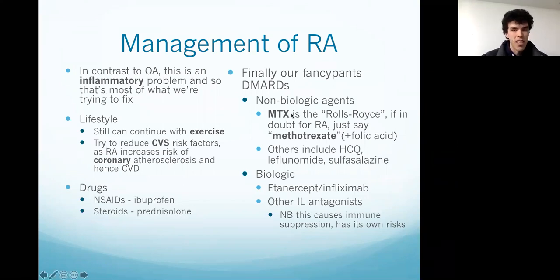So ideally, you want to end up on methotrexate. Methotrexate is the Rolls Royce, as some people say, of anti-rheumatic drugs. If you don't know, you should just say it with folic acid, because people can get deficiencies otherwise. There are a few others that you should probably have heard of, like hydroxychloroquine, I suppose especially this year, leflunomide, sulfasalazine, and then biologic agents, which you might be more familiar with from, say, IBD again, which work to suppress cytokines. But this is probably beyond what you really need. The main thing is definitely going to be the methotrexate.